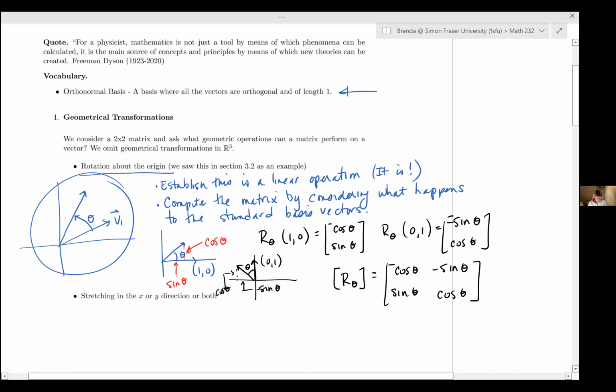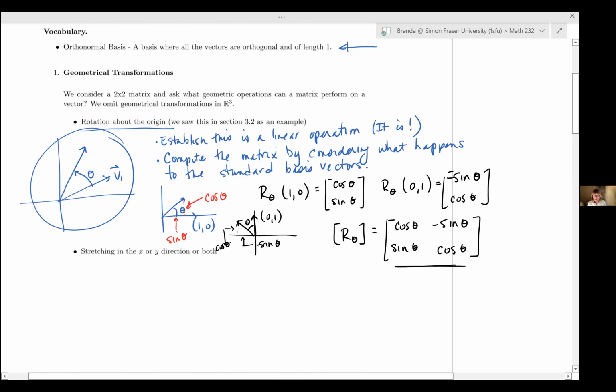Okay, so now if I want to rotate any vector by some number theta, I simply put that number theta in here, by some angle theta, and then I take this matrix and multiply it onto the vector, and the vector will rotate by that amount. Okay, so we saw that in section 2.3.